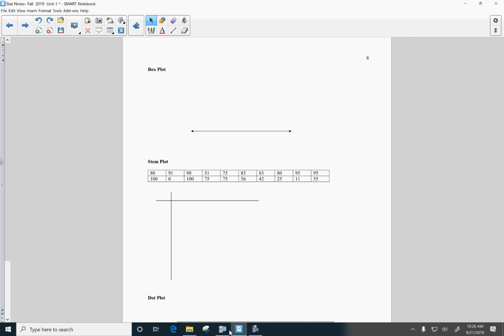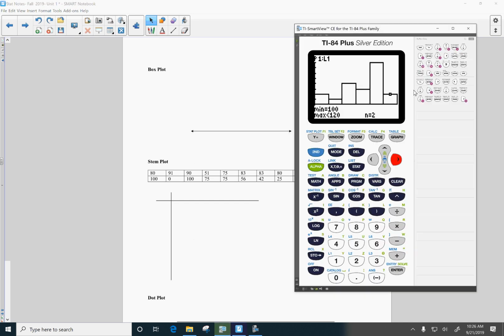We already have the data in our calculators, so the box plot is going to be very easy. All we have to do.